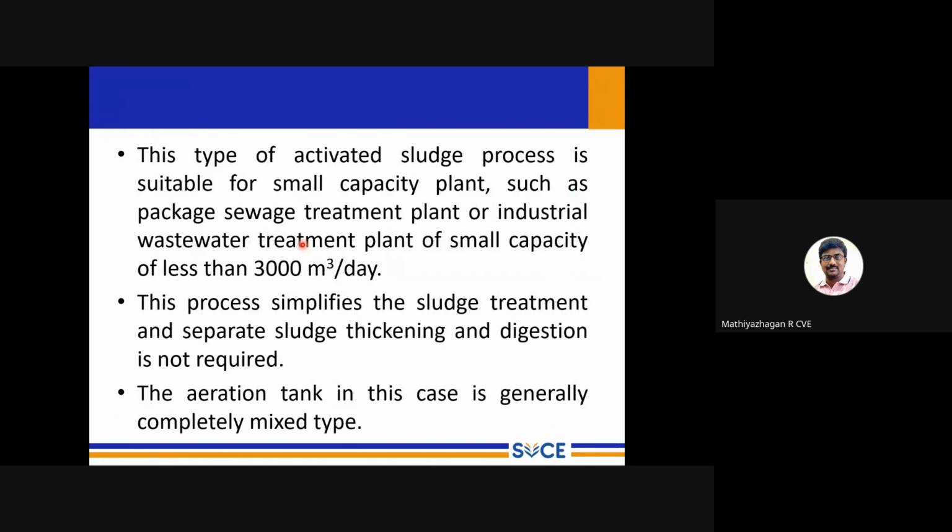For small capacity sewage treatment only, we go for this, that is less than 3,000 cubic meter per day quantity of sewage.